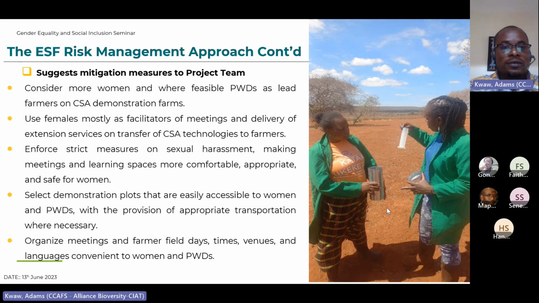We encourage them to give opportunity to women and persons with disabilities to be lead farmers. And we will see the outcome of that, whether it worked or didn't work. We also encourage them to use more females in the extension delivery process, because we recognize that women tend to learn better from their fellow women. Therefore, having more women as extension agents in delivering the project technologies could be useful in creating important opening for the farmers to learn from the project.